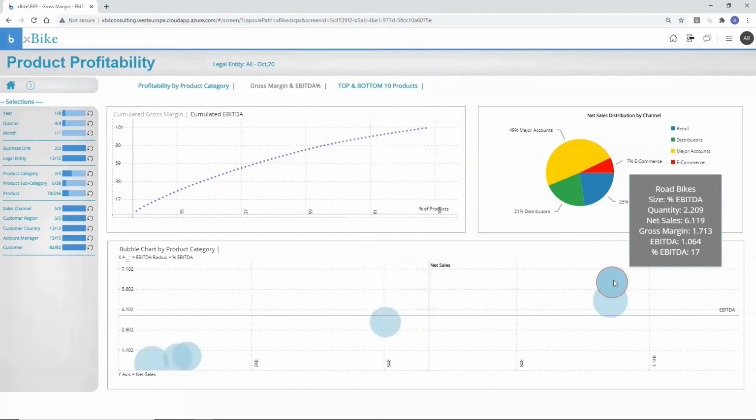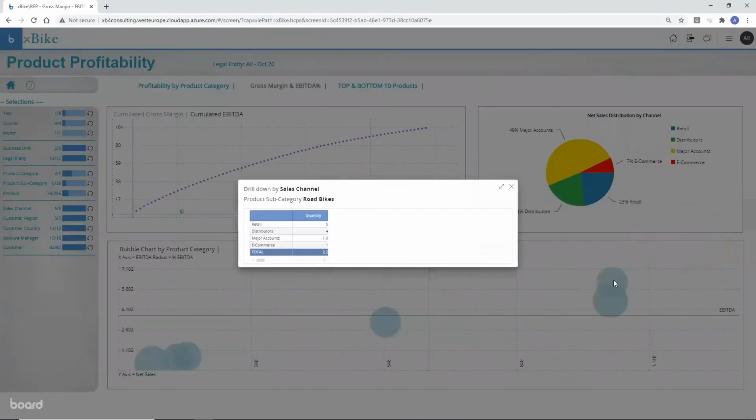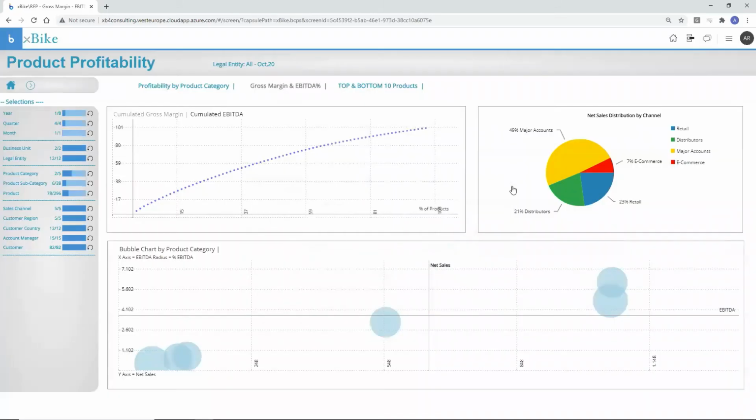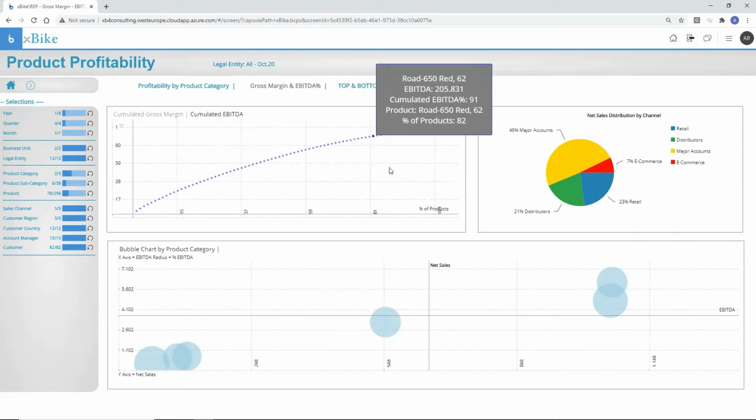I can go and drill down on these ones to see the distribution per channel for the product subcategory road bikes, etc. So this is really allowing me to focus on the most profitable products or product categories based on this Pareto curve, which gives me the percentage of accumulated gross margin or accumulated EBITDA compared to the percentage of products.